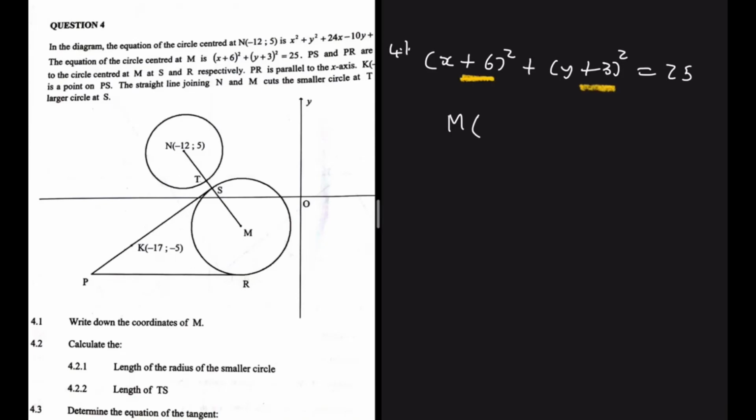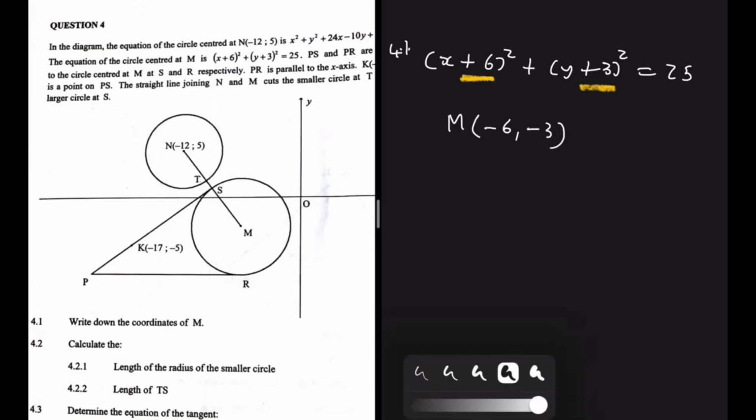We're supposed to write down the coordinates of M, right? So we're given an equation for that circle. It is said to be x plus 6 squared plus y plus 3 squared is equals to 25. So let's go ahead and extract the coordinates of M. The x coordinate will be minus 6 and the y coordinate will be minus 3. So the coordinates of M, we have minus 6 and minus 3.